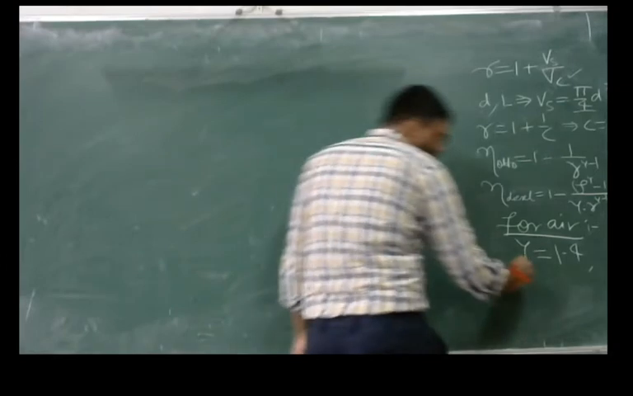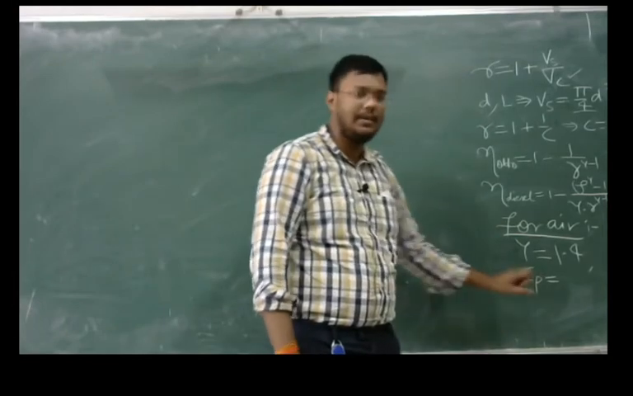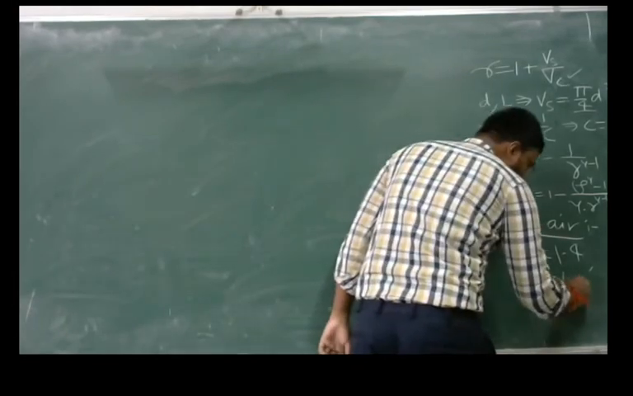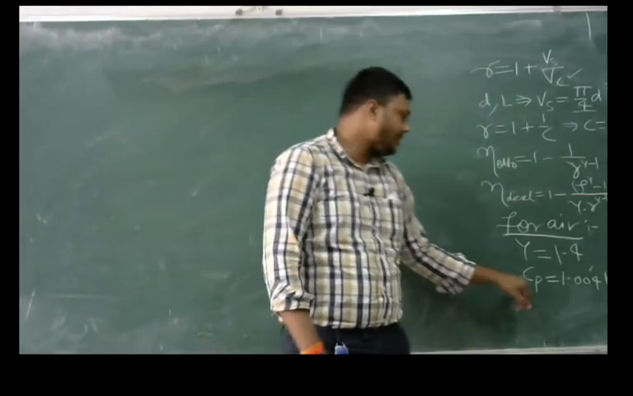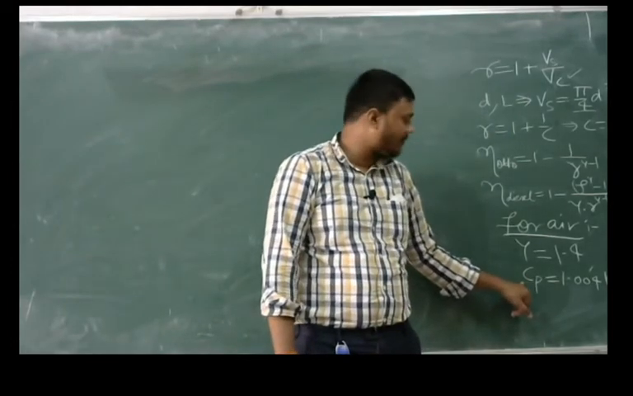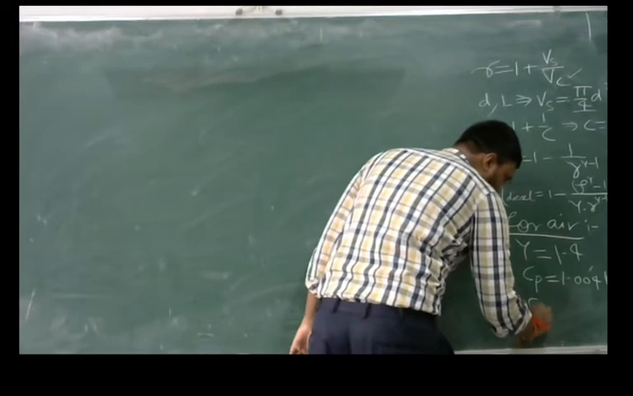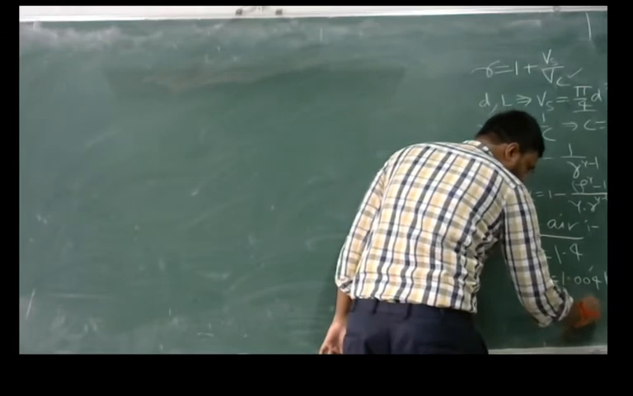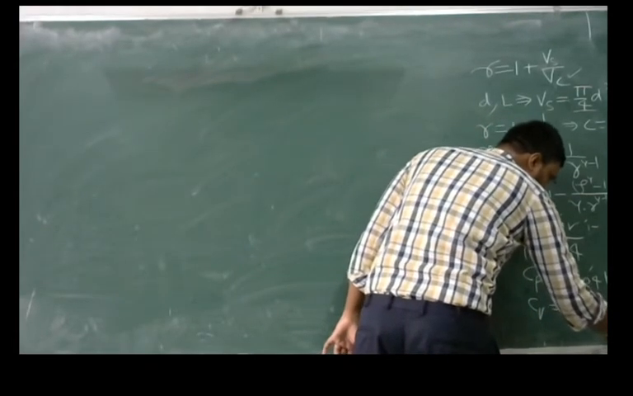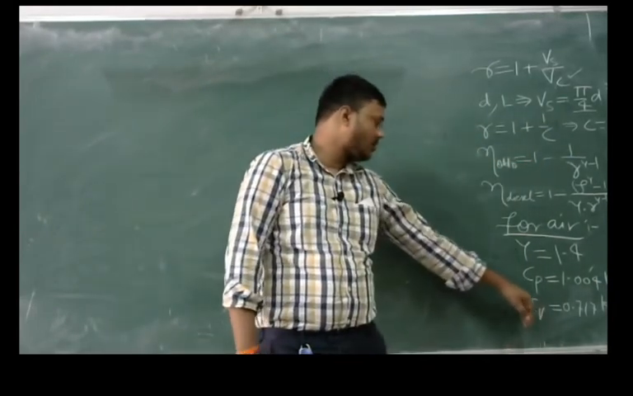Next is specific heat at constant pressure Cp, which is equal to 1.004 kilojoule per kg Kelvin. Again, if this value is given in the question, it's okay, but if not, you should remember it. Next is the specific heat at constant volume Cv, which is equal to 0.717 kilojoule per kg Kelvin. You also need to remember this value.